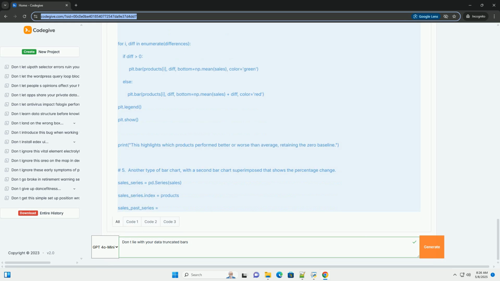Check the data values. If you have access to the underlying data, examine the actual values and calculate the percentage changes or absolute differences. Do they align with the visual impression created by the chart? 5. Ethical considerations.